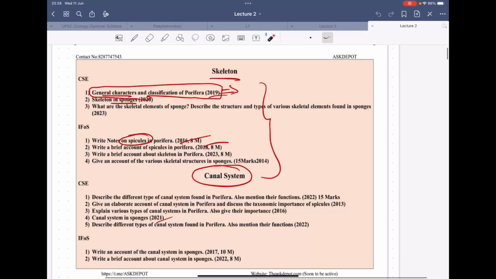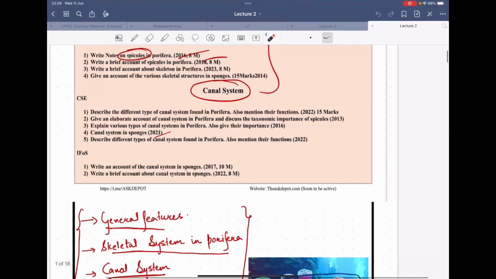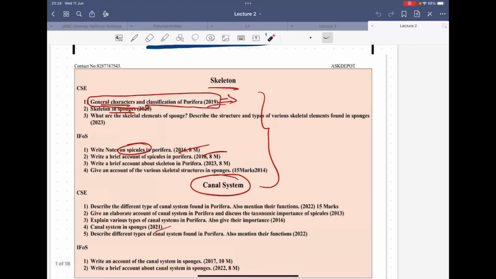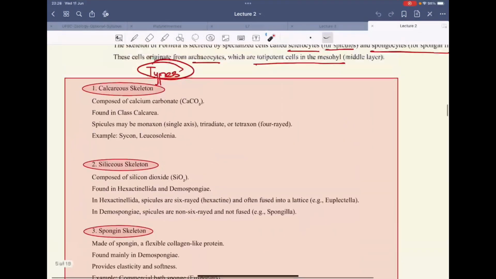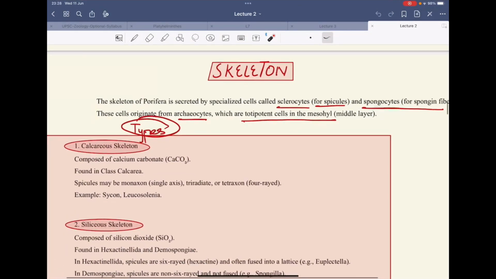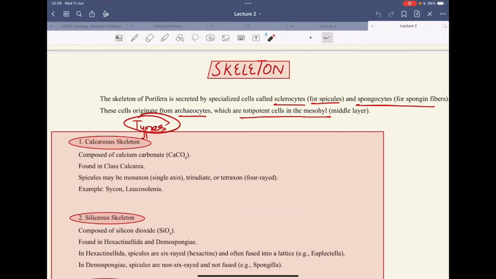As I have already told, many questions have come from this topic, and you will see that almost every year some questions have been asked in the forest services or the CSE. So the topic is the skeletal system, the skeleton in the Porifera.